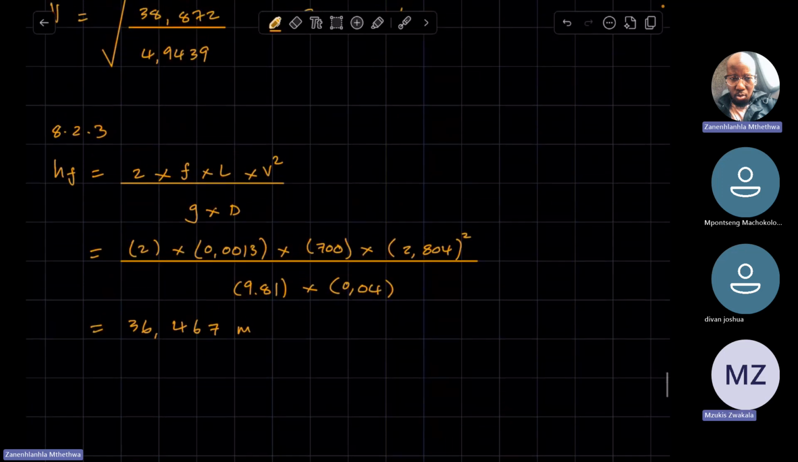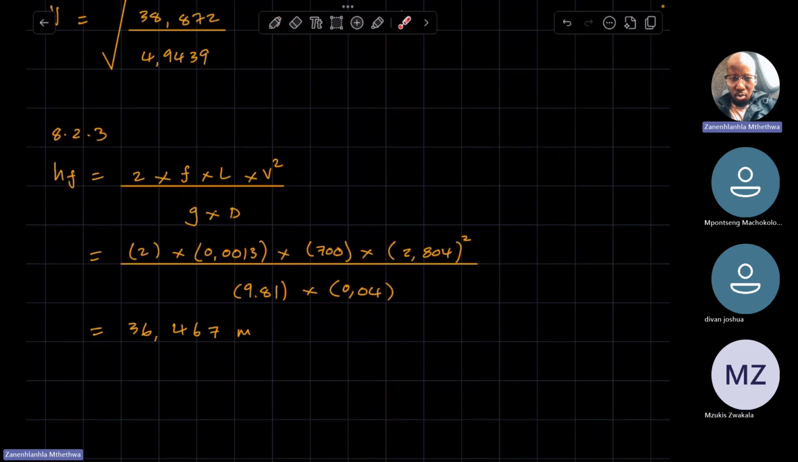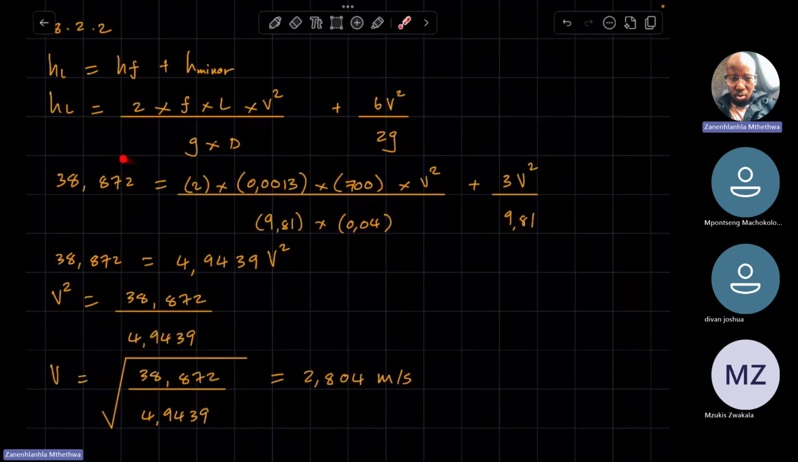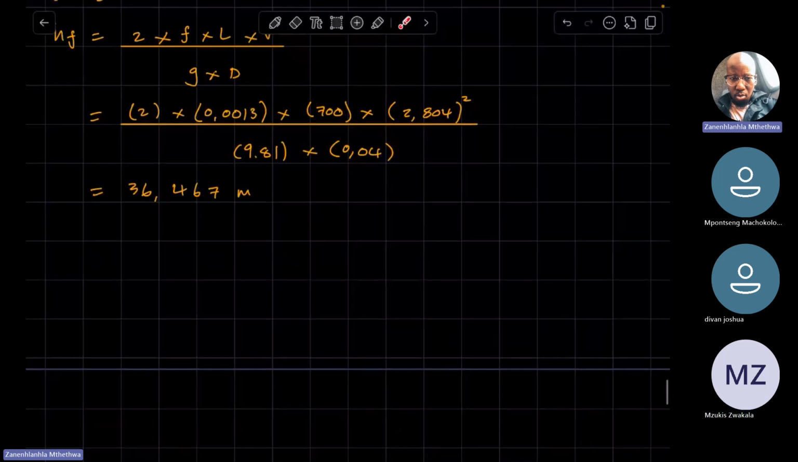Are we getting the same? Correct. Getting the same. Now, based on this magnitude, if you look at the total head loss is 38.872, minus the answer is 2.405, which means indeed that the frictional head loss is the major head loss in the system. Does it make sense now? Yes, makes sense.